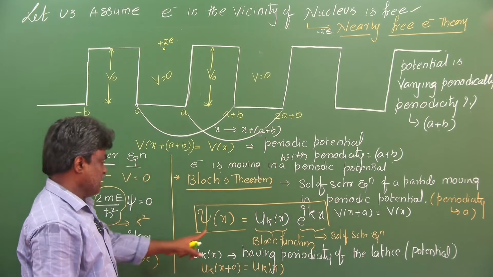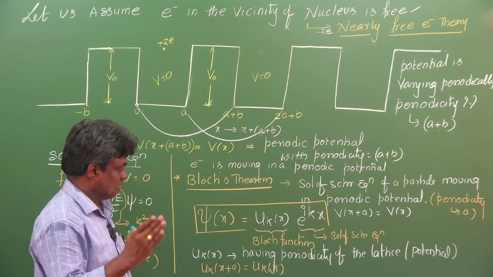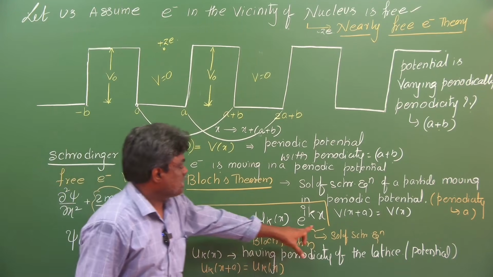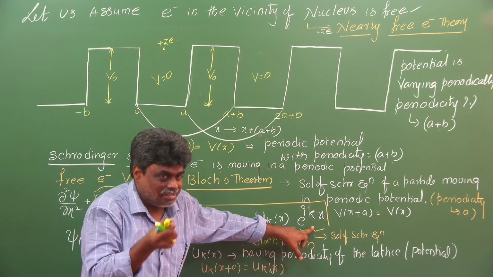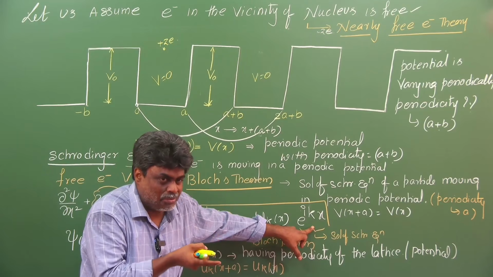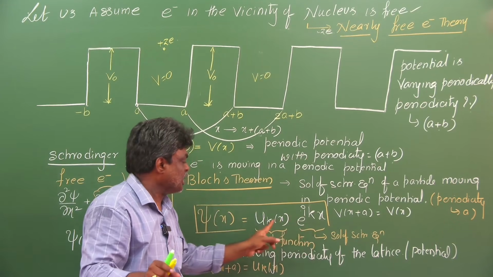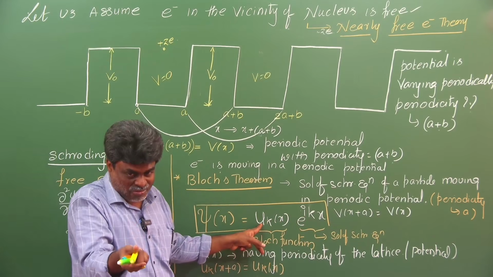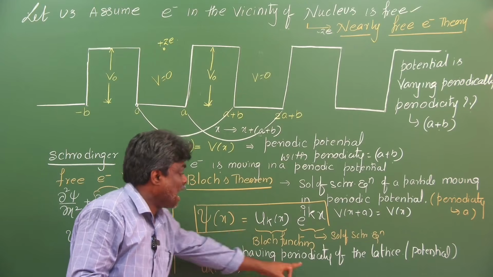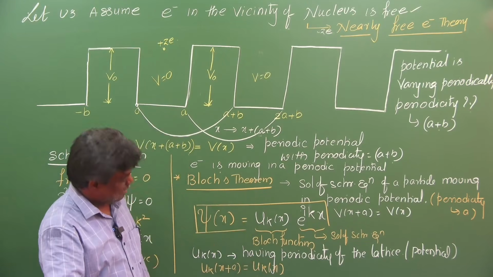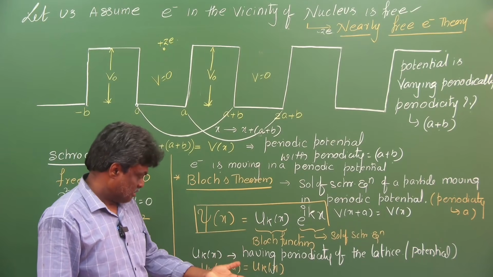What is the Bloch's theorem? ψ of x equal to uk of x e raised to i k x. So this is the plane wave. Earlier whatever we have assumed, if it is a free wave, plane wave, that is a free particle solution. So if a particle is moving in a periodic potential, they introduced a small function called a Bloch function. What is that Bloch function? That Bloch function is having periodic properties of the lattice. What is that? uk of x plus a equal to uk of x.